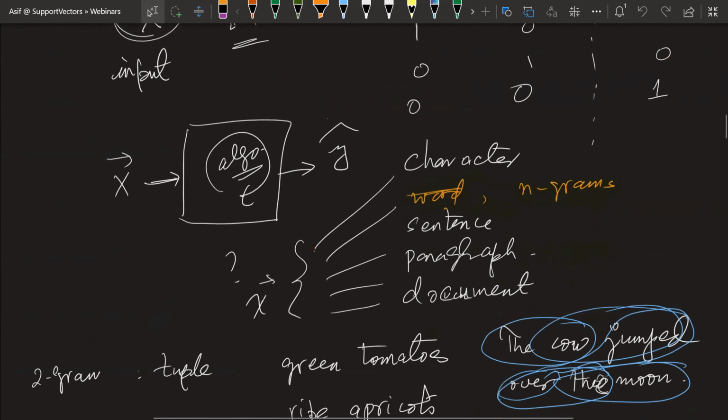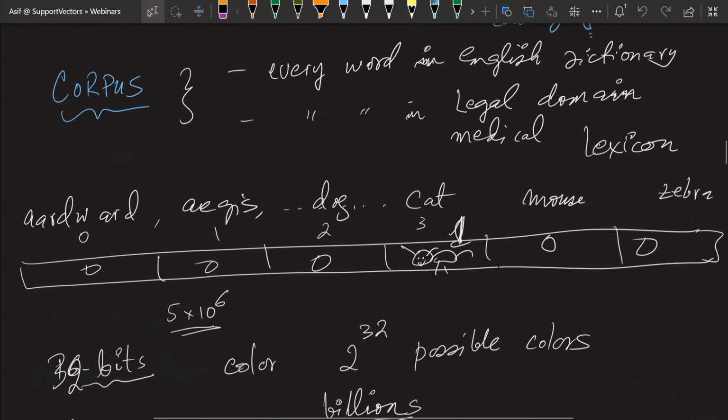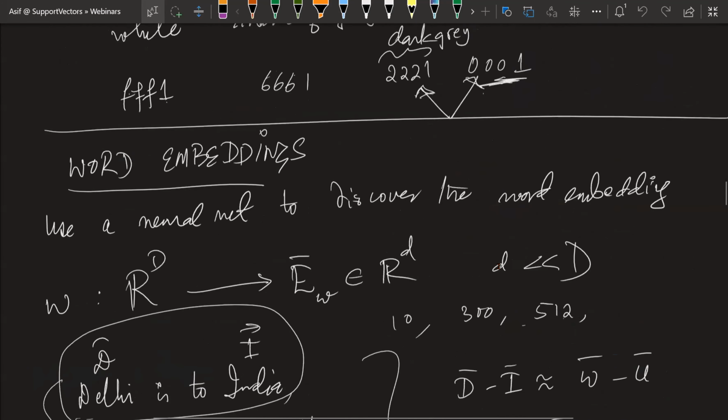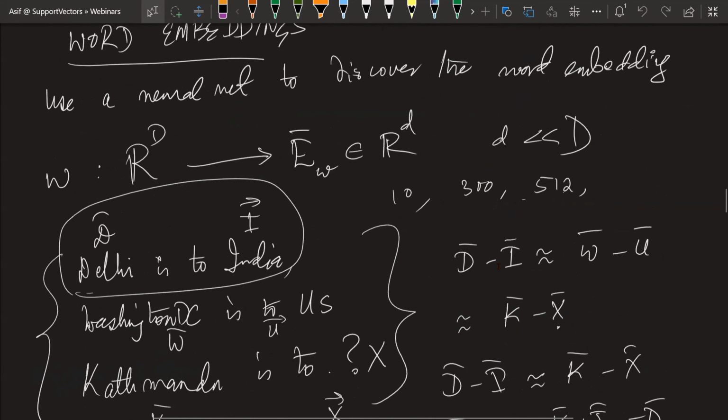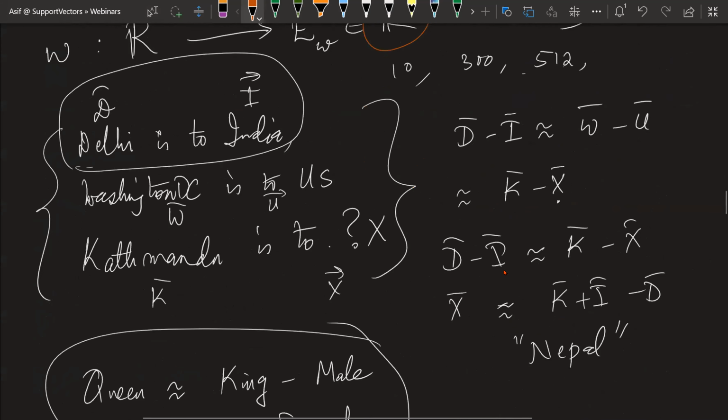And to do that, and here we talked about it, you can do it with words and with sentences, with paragraphs and documents. You can create embeddings. When you do the embeddings, you come up with very interesting relationships in a lower dimensional space, where d is much smaller than the big D, which is the one hot encoded space. You find relationships. The interesting relationships you begin to find are things like, for example, Delhi is to India as Washington, DC is to US. Then Kathmandu is to what?